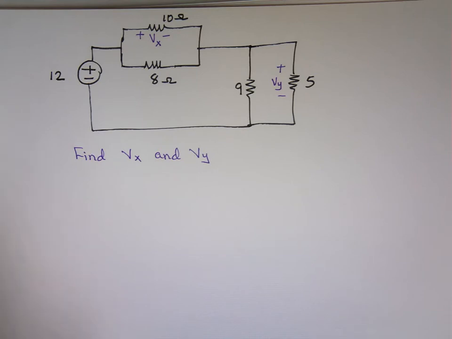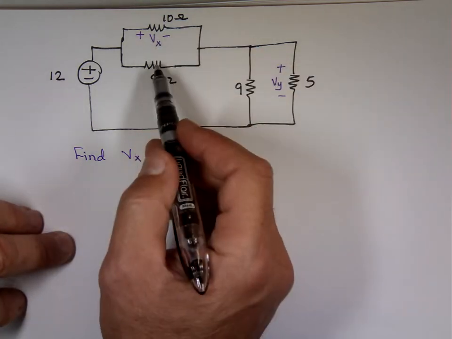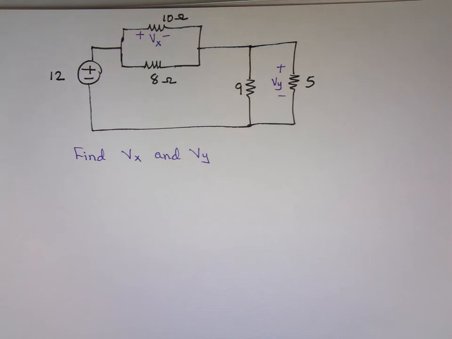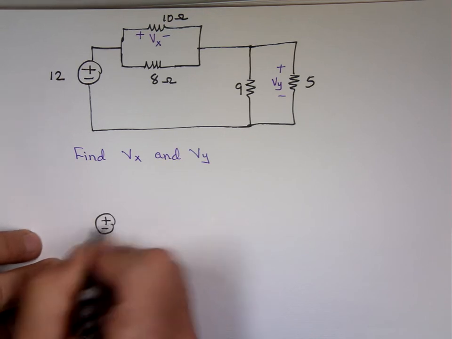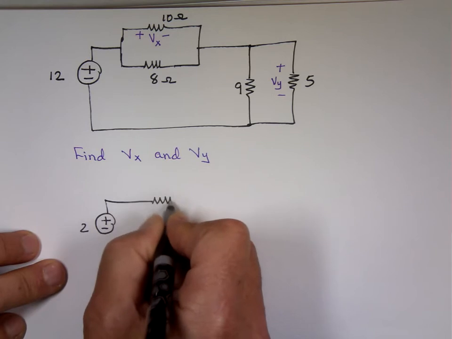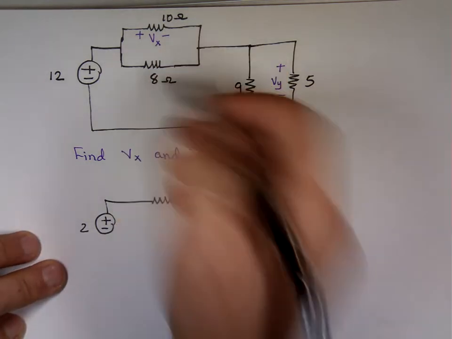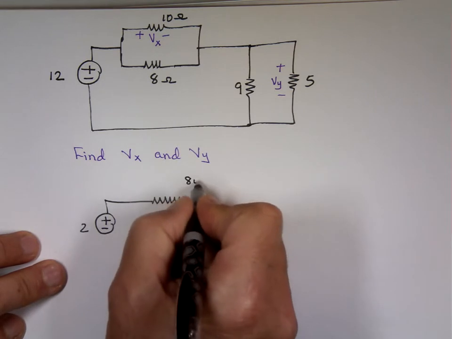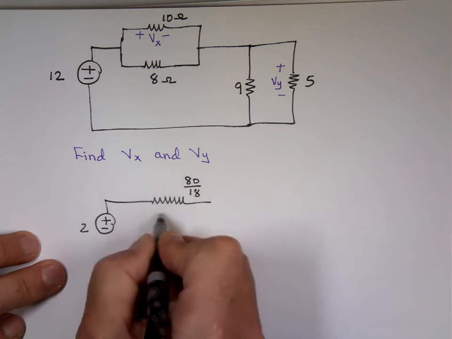Try to make the two parallel groups into one each. Those in parallel, which means the voltage across them is what? The same. So if I combine them, do I lose that voltage? Do I change it? No. So let's combine them. When you have two resistors in parallel, the equivalent value is the product over the sum. 10 times 8 is what? 80 over what? 10 plus 8, 18. And that's your Vx.